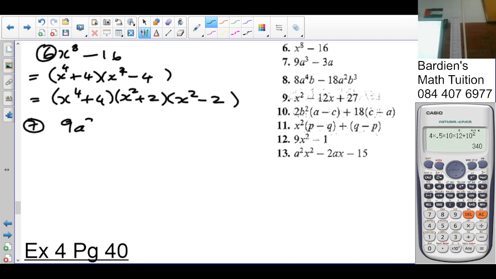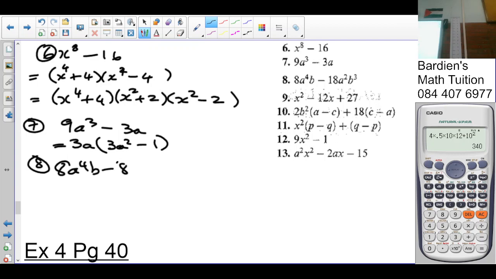Look at number 7. We've got 9a cubed minus 3a. What's common here? 3a. What are we left with? 3a squared minus 1. Can I take the difference of 2 squares there? No. Why not? 3 is not a perfect square. Well done.